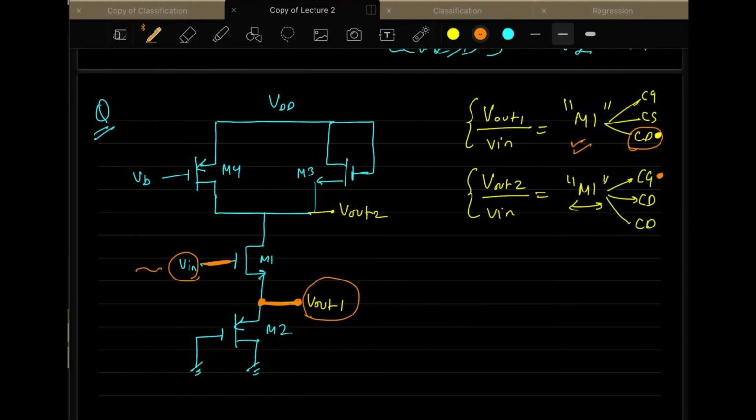Whereas in case of V out 2 by V in, you must realize that you are applying input at the gate and you are getting output at the drain. So when you are getting output at the drain, which is that topology where you apply input at the gate and output at the drain? The only topology which you will observe will be common source, not the common gate. This is the only topology where you apply input at the gate terminal and get output at the drain.